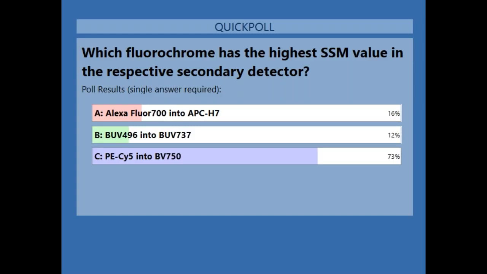Remember the assumption: the higher the value of SSM, the higher the spread. Mirko, I'm not sure if you can see those results, so I'll go ahead and read them to you. About 60% of the audience voted, and 16% said A, Alexa 700 into APC H7. We had 12% that said B, BUV 496 and BUV 737. And the overwhelming majority, 73%, answered C, PSI5 into BUV 750.